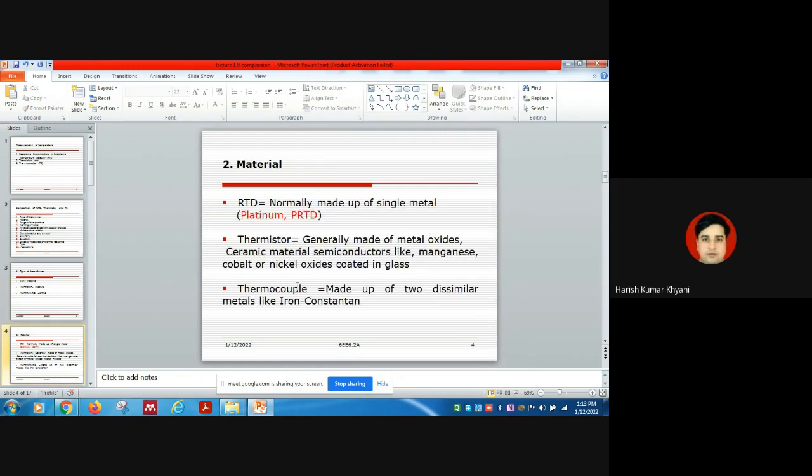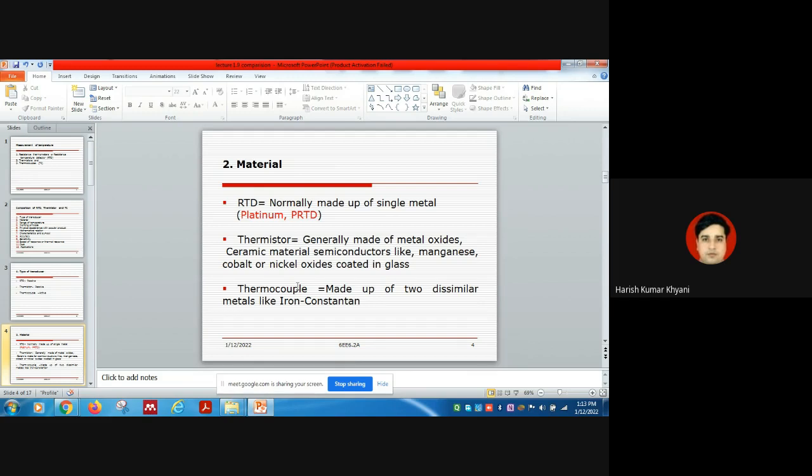Second point is material. Although we have individually discussed it, today we are going to discuss it in combined form. RTD is normally made up of a single metal, or you can say conductor, right? Most usually it is made of platinum, and it is also known as PRTD, where P stands for platinum and RTD stands for resistance temperature detector, right? If we talk about the material for the thermistor, we know that these are usually made of semiconductor materials and metal oxides.